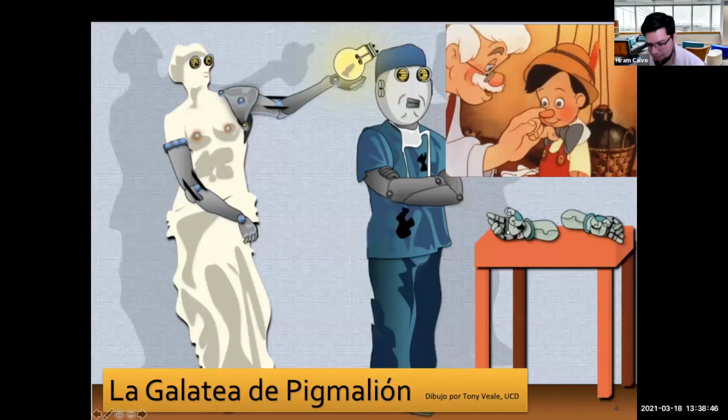And of course, this has been an interest of human beings since many, many years ago. We have here the Galatea of Pygmalion. It's a Greek myth where Pygmalion was a sculptor, and he wanted to sculpt the most beautiful woman he could in marble. And he did. However, when he finished, he was so astonished that he fell in love with his creation. And very much like the Pinocchio tale, he asked the gods to make it real.